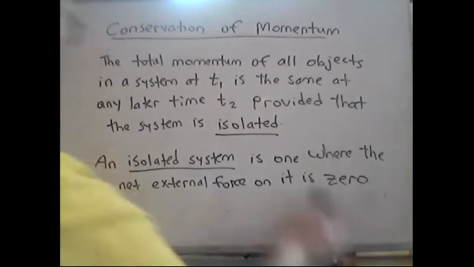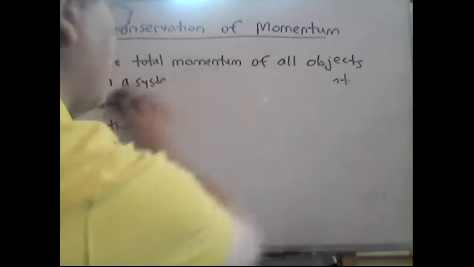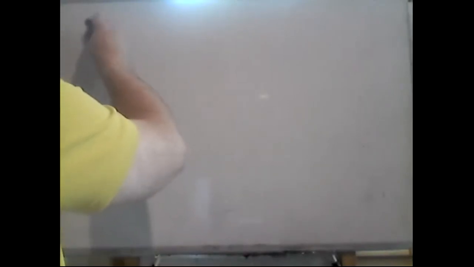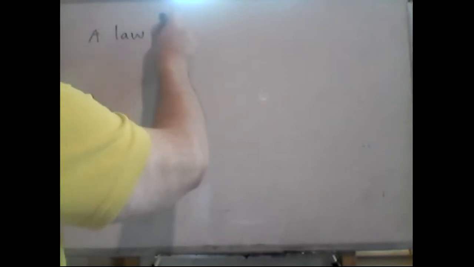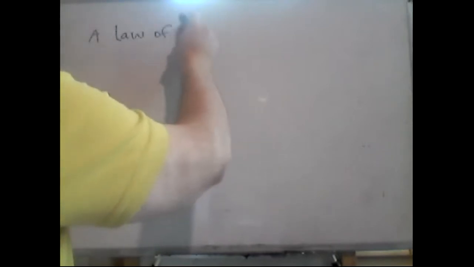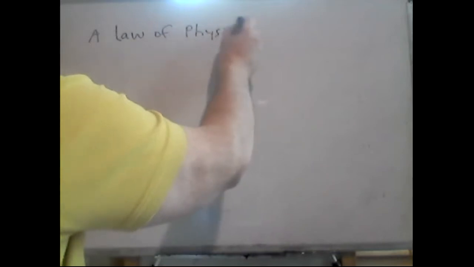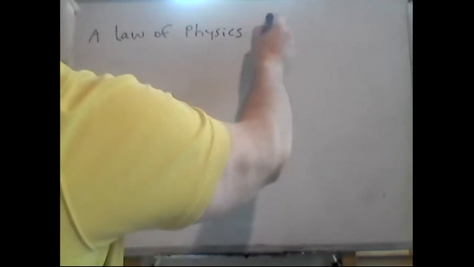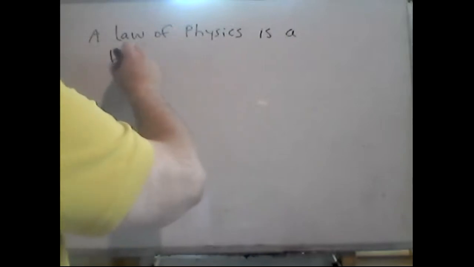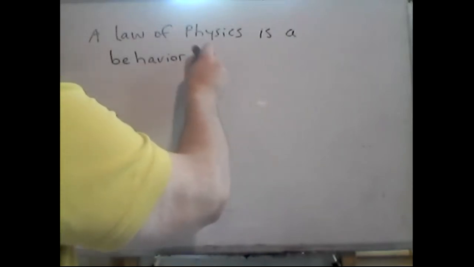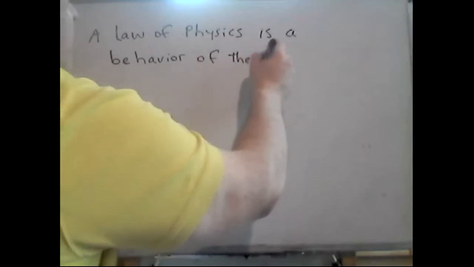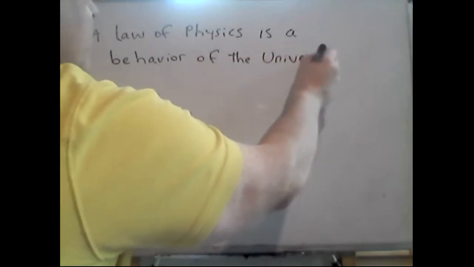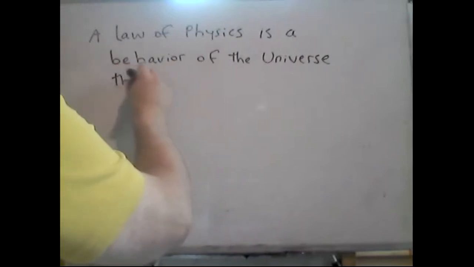And why is that? Well, the conservation of momentum, so let's go back to what the definition of a law of physics is. A law of physics, going back to the first day, is a behavior of the universe that does not have a more primary cause.